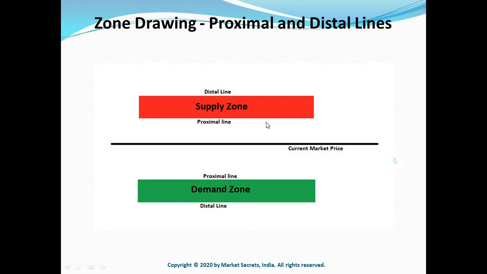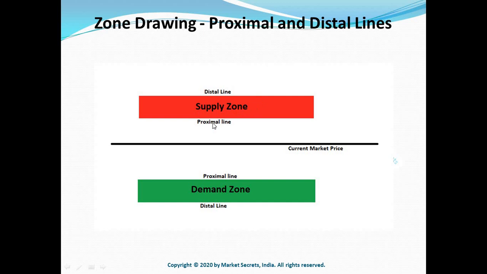So these two lines are proximal lines, and these two lines, which are further away from the current market price, are your distal lines. As simple as that. If you want to remember it in some other way, that is totally fine as well, but this is a simple example.